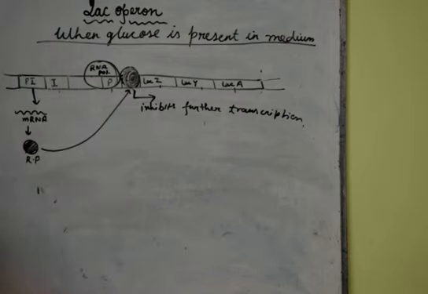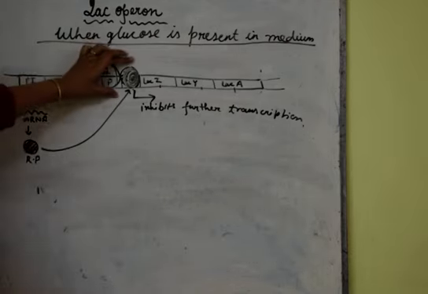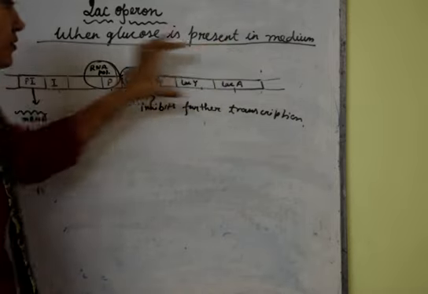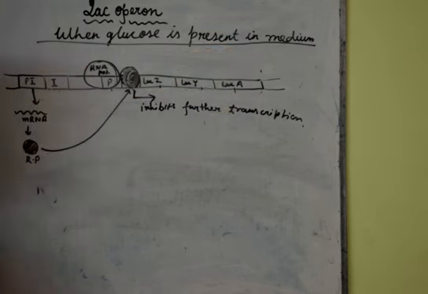Okay, so what is happening now? This is prohibiting RNA polymerase from transcribing these structural genes. This is the case when glucose is present in the medium. Glucose is the preferred energy source, and hence when glucose is present in the medium, the lac operon remains switched off.